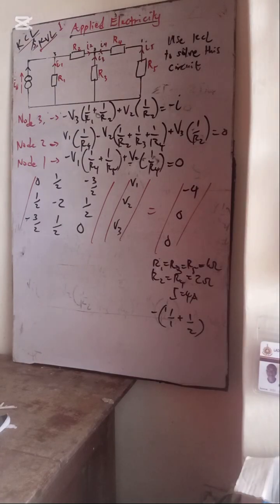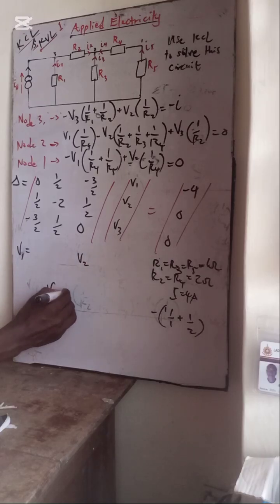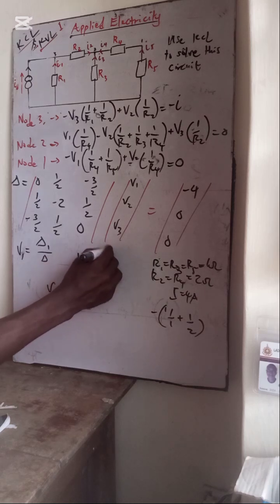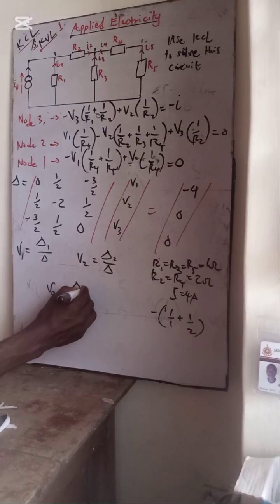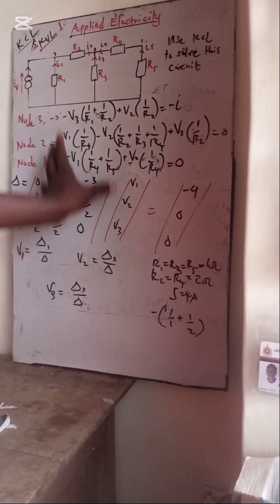So now that we have our matrix, this is delta. We are calculating for the voltages: voltage 1, voltage 2, and voltage 3. How do you do that? Voltage 1 will be delta 1 over delta. Voltage 2 will be delta 2 over delta. And voltage 3 will be delta 3 over delta. In the next video, we are going to be picking these deltas. How we get them is very, very simple. We already have delta. This matrix is the delta.